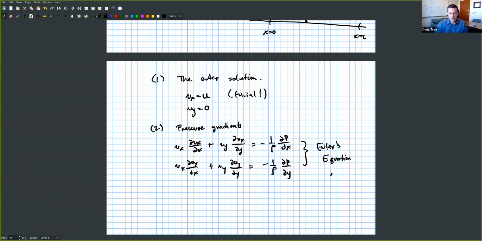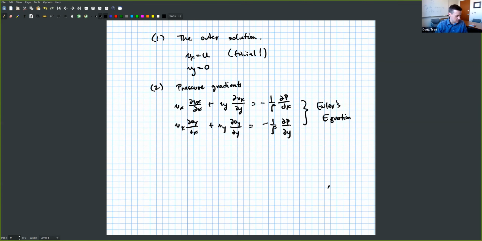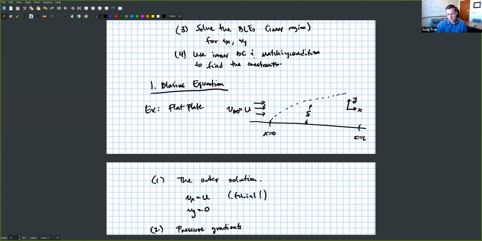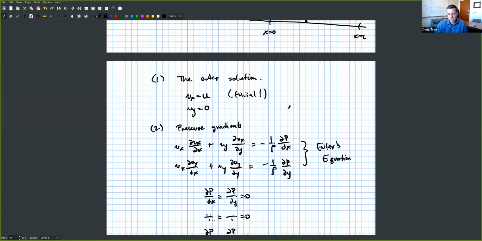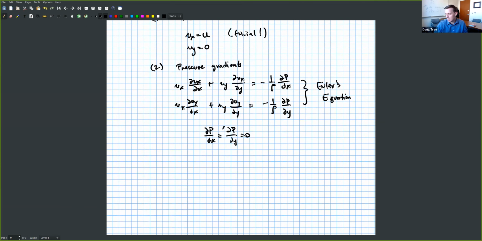Okay, so we look at this here and we say, we know that Vx is equal to u, Vy is equal to 0. So both of those are constants, right? So all the derivatives have to be 0, which means dP/dx has to equal dP/dy, which has to equal 0. Okay, so in this case, we have no pressure change as we go along in the x direction. And so that simplifies our boundary layer equations. Now we know that dP/dx is 0.